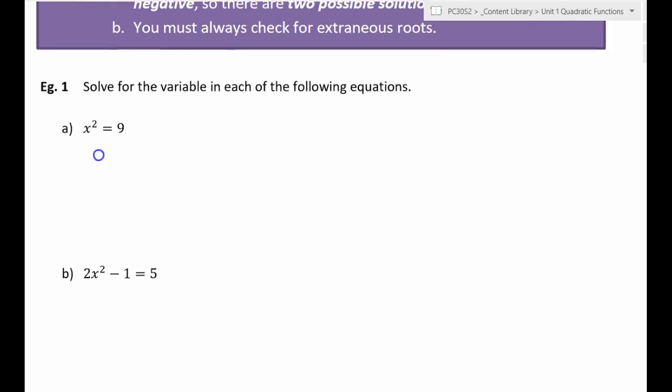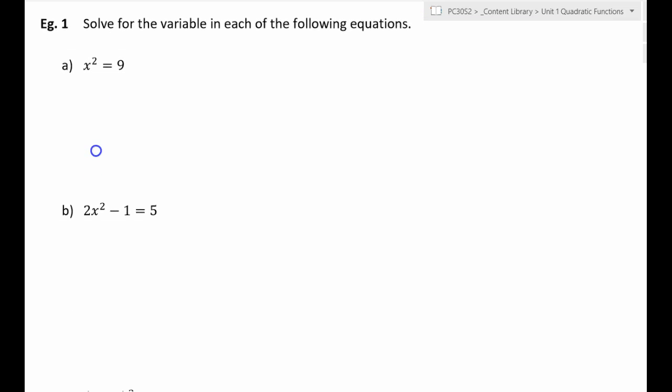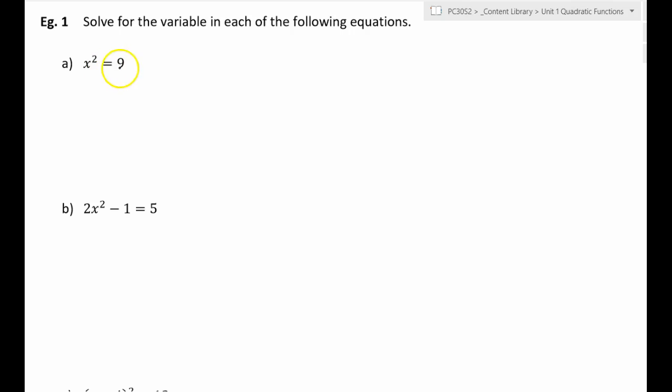So let's try it out. Example 1, solve for the variable in each of the following equations, x squared equals 9. So our x squared term is already isolated, it's by itself. Remember, solve means that we're wanting to end up with a statement x equals something, and get everything else away from it. So to undo a square, we take the square root, and those essentially cancel each other out. The square root of 9 is 3, but it could be positive or negative.